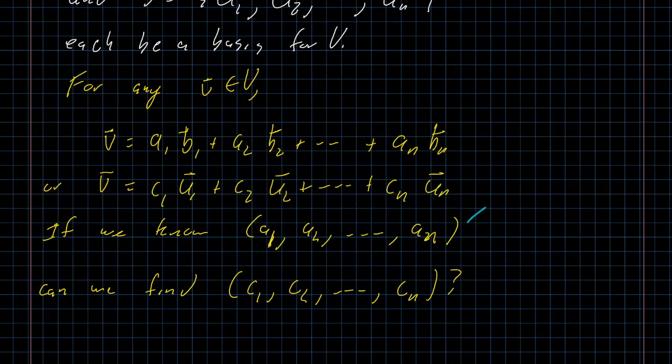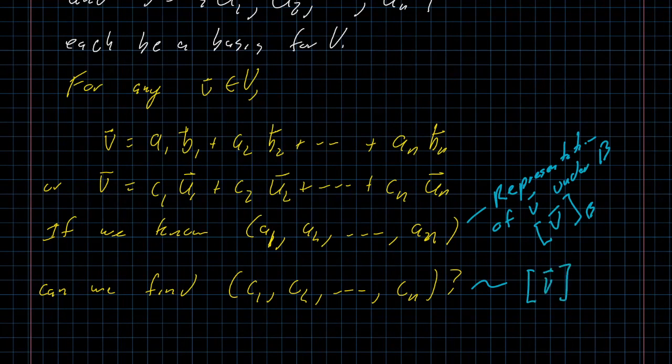And again, some vocabulary here. This is the representation of V under B, which you'll sometimes see written as square bracket V subscript B. And then this one would be the representation of V under S, square bracket V subscript S. I'm not too worried about the notation there, but I did want to at least mention it because if you're looking up these ideas in our textbook or in other sources, you are probably going to come across that notation.